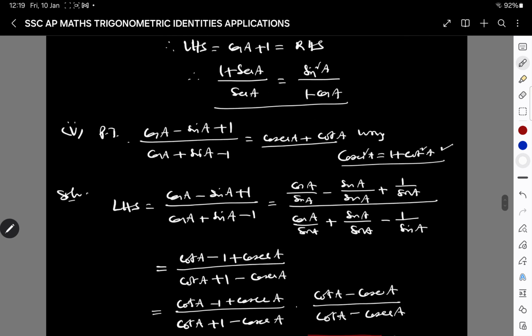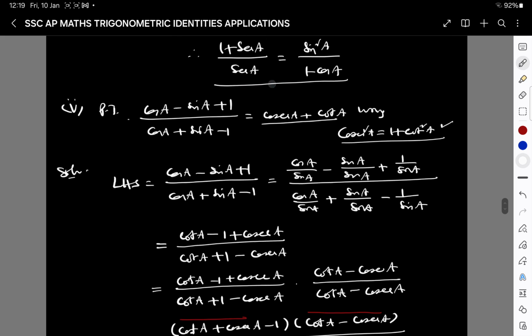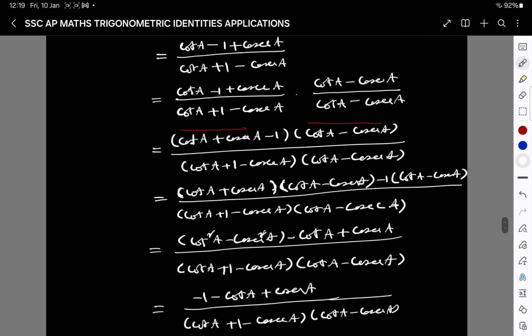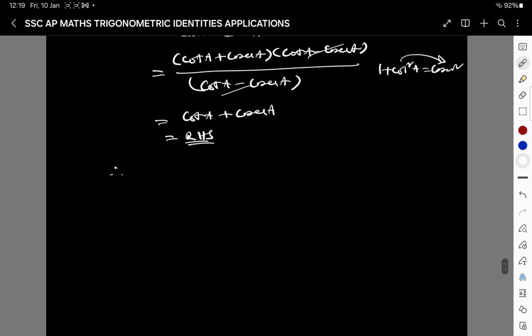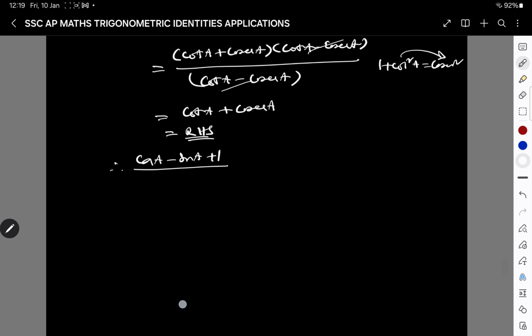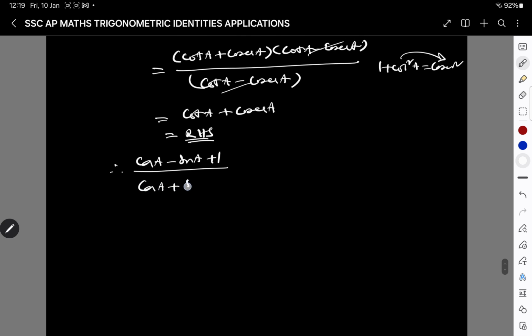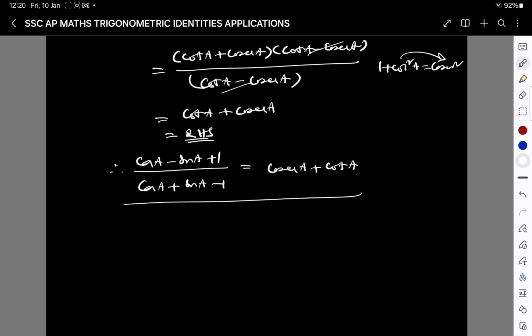What did you prove? You proved that cos A minus sin A plus 1 by cos A plus sin A minus 1 is equal to cosecant A plus cot A. Right? That's all about it. There are 2 more examples we can prove, but I'll do them in the next class. Thank you.